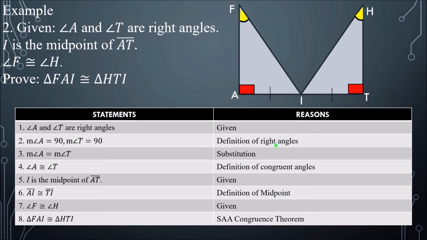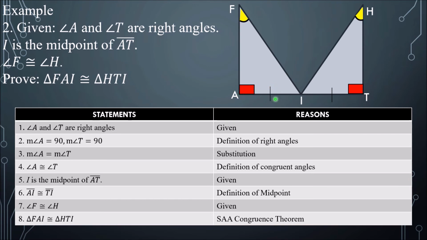So we have now angle A and angle T. Next, I is the midpoint of AT, and that is given. So AI is congruent to TI. Again, AI is congruent to TI, and that is because of the definition of midpoint. So we have now angle and then side.